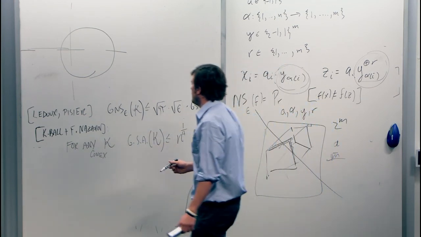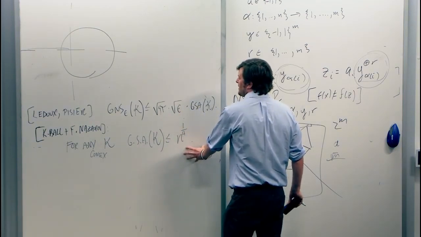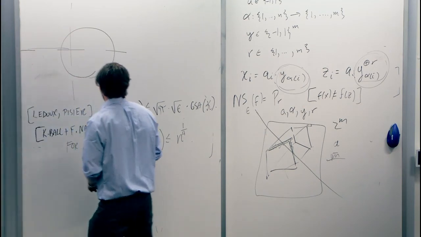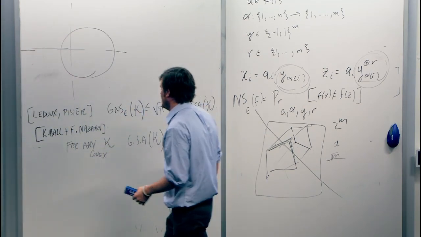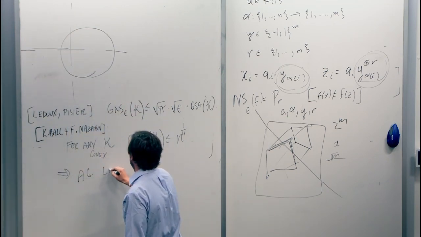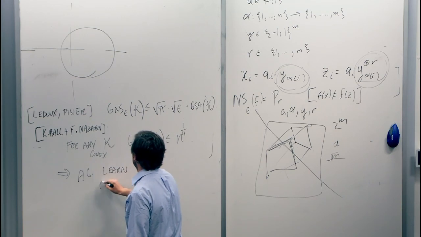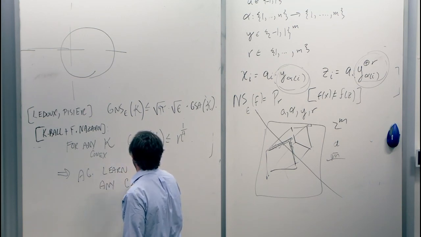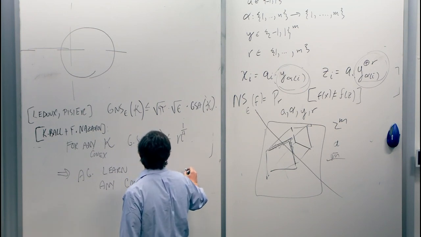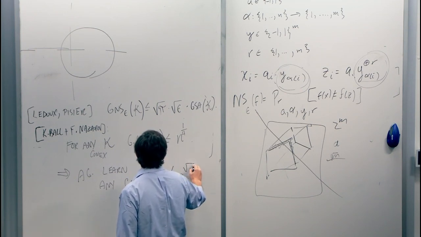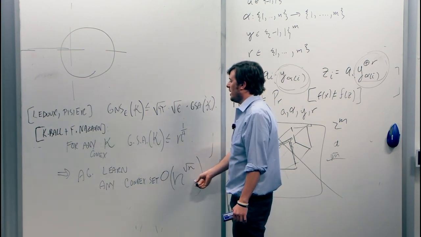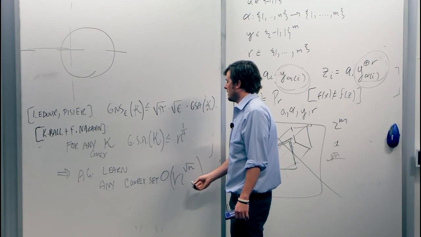And so, when you move from Gaussian surface area to Gaussian noise stability and then back to a polynomial approximation and then to the learning result, this will imply that you can agnostically learn any convex set in time n to the square root of n. So you'll actually get a non-trivial learning algorithm for any convex set.